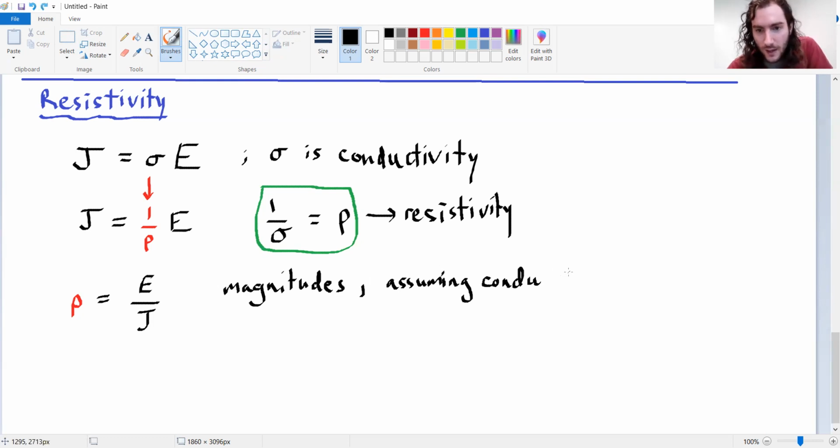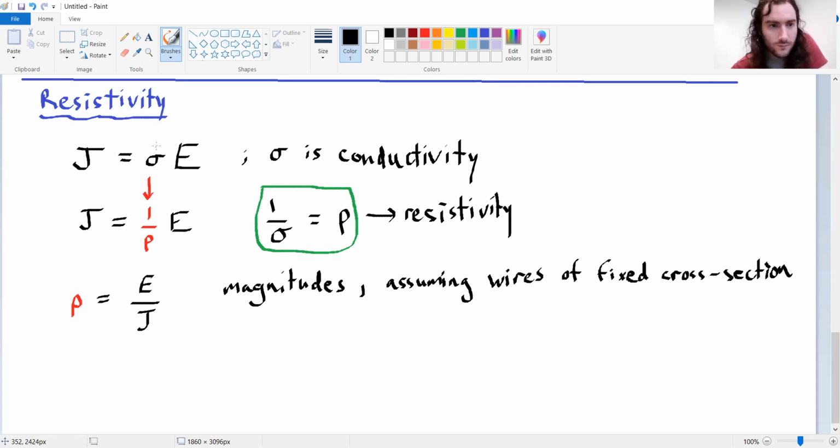As a matter of fact, I don't even need to write the word conducting, because writing down this equation assumes we're already looking at a conductor. So assuming wires of fixed cross section, meaning if we write down a radius of the wire, that radius never changes. Even if we bend the wire a little bit, it just stays the same. So fixed cross section. And this idea of resistivity, as we're going to look at it, we're going to look at conductors here specifically.